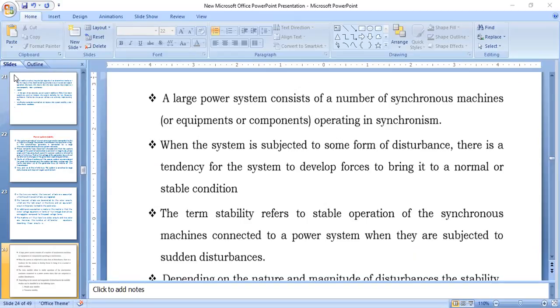Today, we will discuss power system stability by using equal area criteria and power angle curves. A large power system consists of a number of synchronous machines or components operating in synchronism. When the system is subjected to some form of disturbances, there is a tendency for the system to develop forces to bring it to a normal or stable condition.